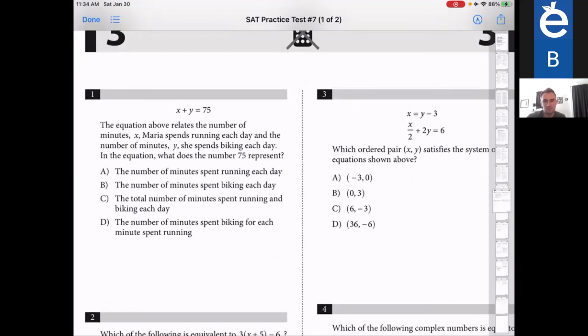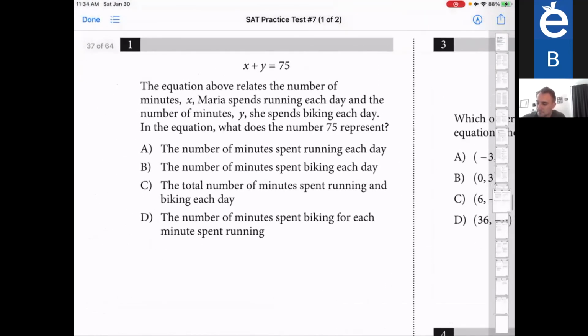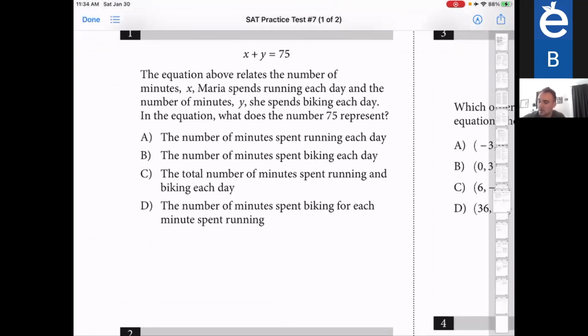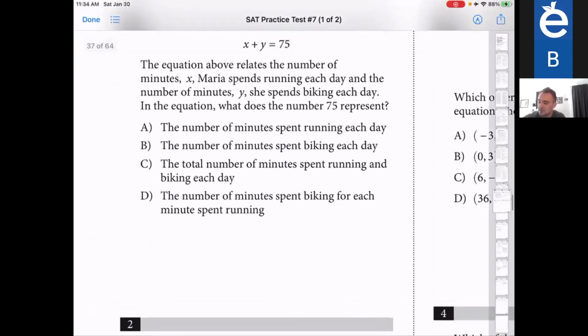We'll start with number 1. Give you a couple more seconds if you want to turn to that. I'll try and fit my work here in the space. All right. It says the equation above relates the number of minutes x Maria spends running each day and the number of minutes y she spends biking each day. In the equation, what does the number 75 represent?